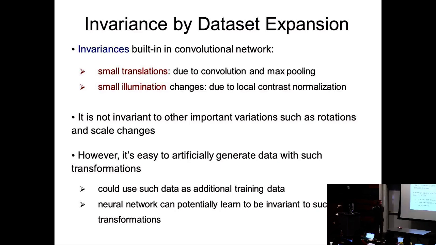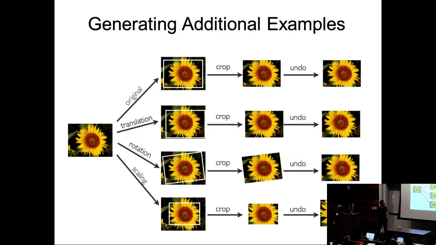So you could use such data as additional training data. And neural networks can potentially learn rotation invariance or scale invariance for these transformations, right? If you can generate artificial data, it's the cheapest way to do it, because you don't have to collect the data. So let's look at some examples.